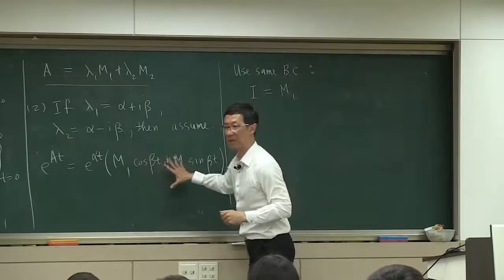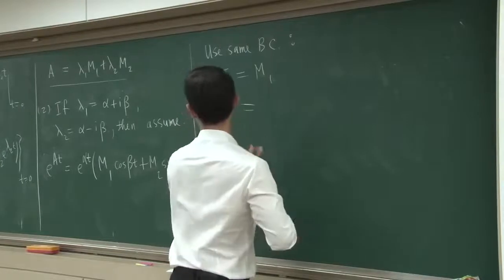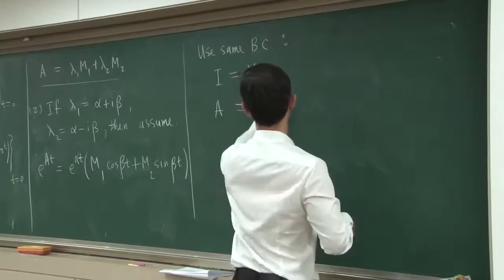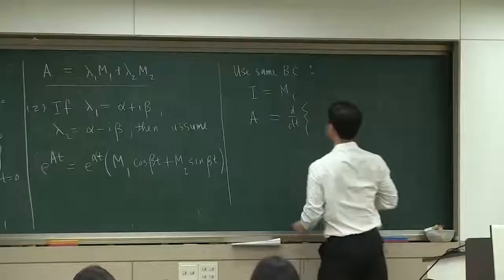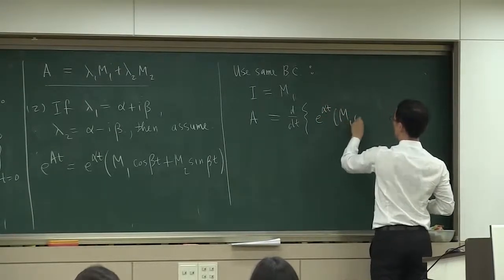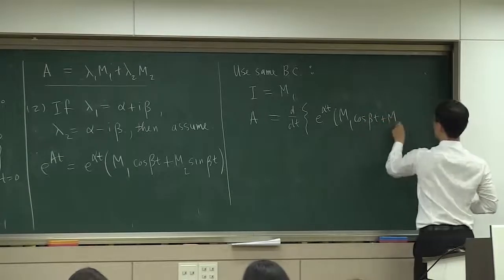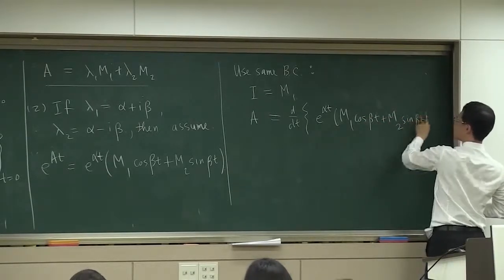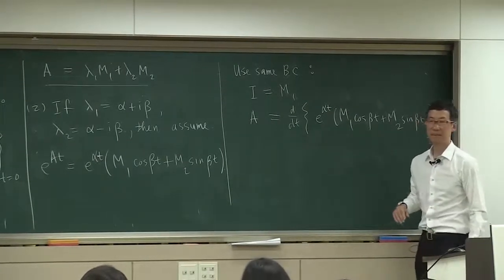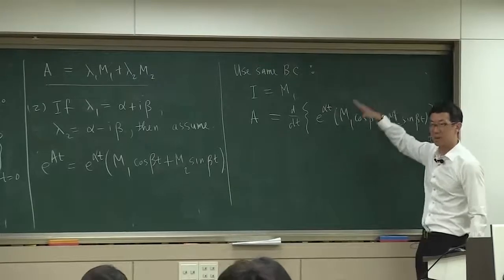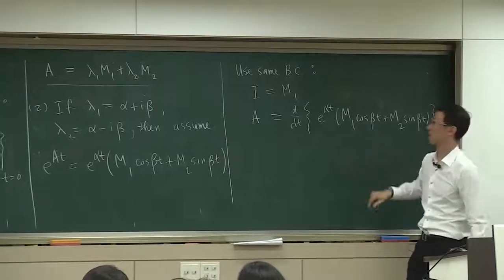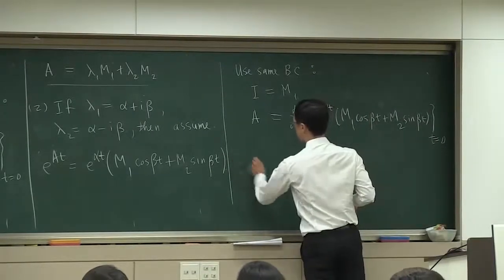And then now we take the derivative of both sides. So you want to take the d dt of this whole thing, e to the alpha t times m1 cosine beta t plus m2 sine beta t, evaluated at t equals 0. And then you get two equations in the two unknowns, m1 and m2, and then you can solve for it. All right, so last case.